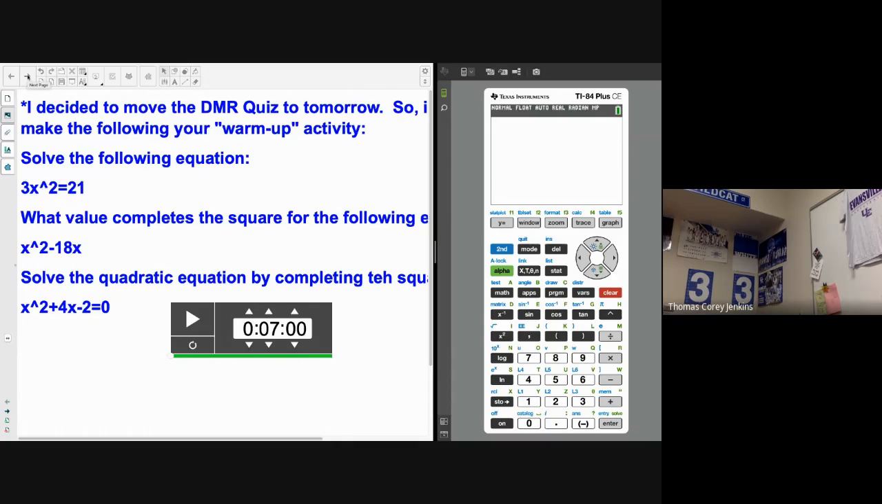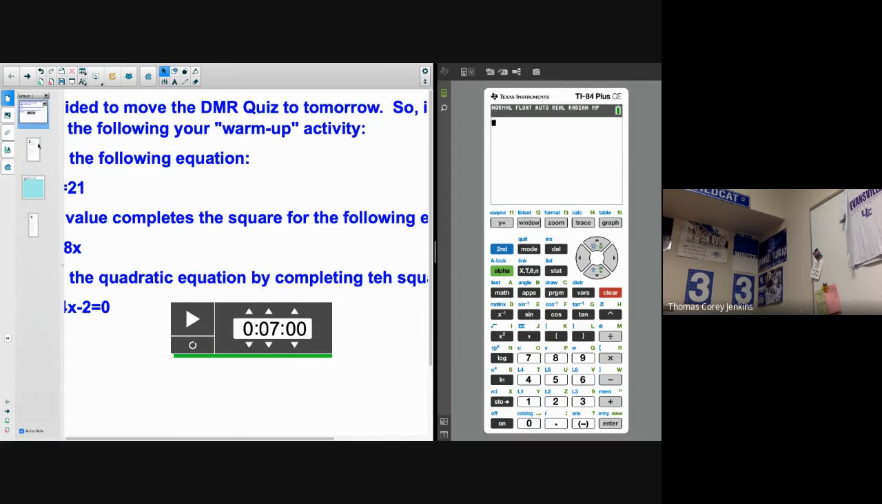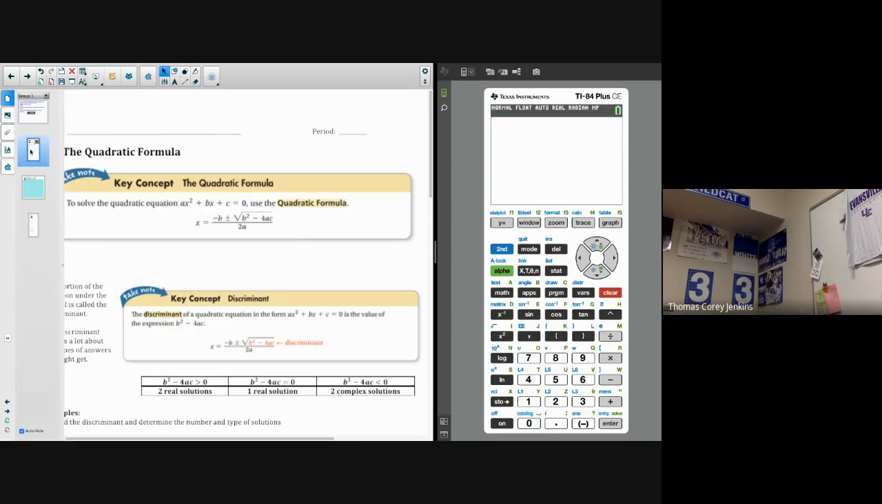So we got into yesterday kind of talking about finding solutions that were irrational number solutions. Solving by completing the square is one way to do that. Solving with the quadratic formula would be another way. Quadratic formula is nice in some ways and not so nice in other ways.